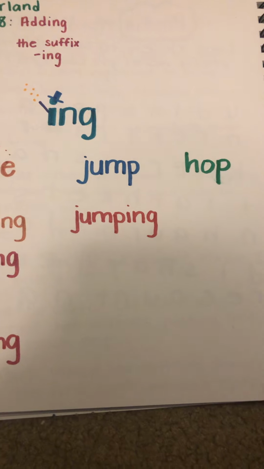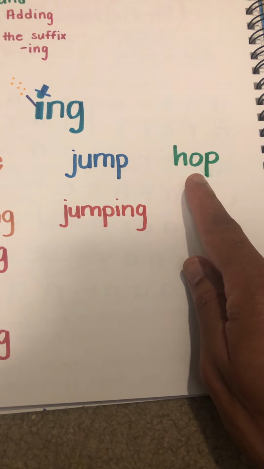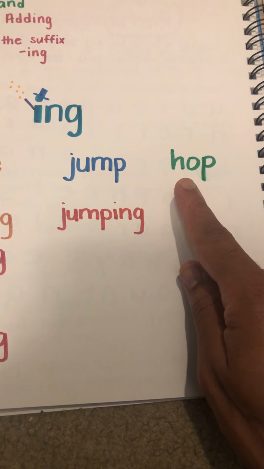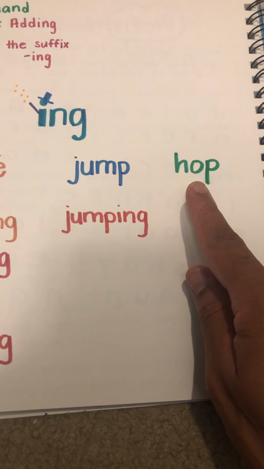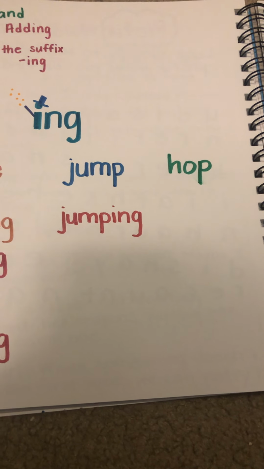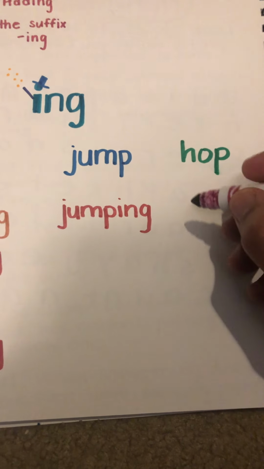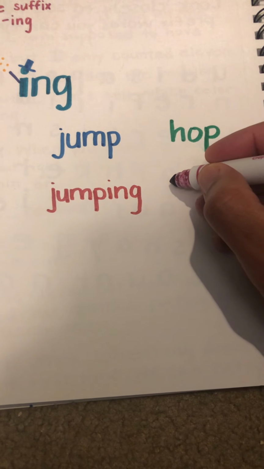Let's take a look at another example. Here's my word hop. Now, if I see a bunny in the woods, I might see that bunny hopping. So I have to, again, add that suffix, add that ing. Let's take a look at how that's going to work.